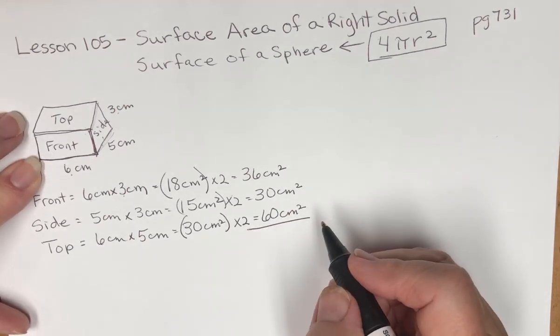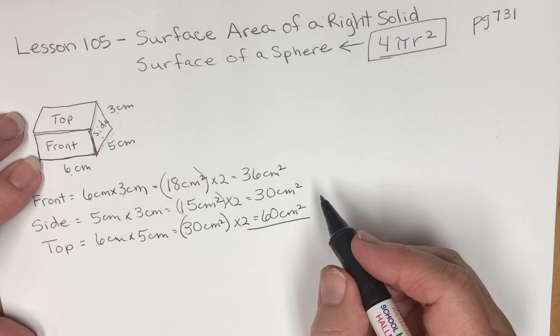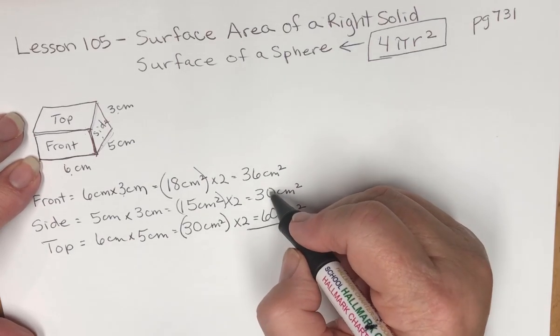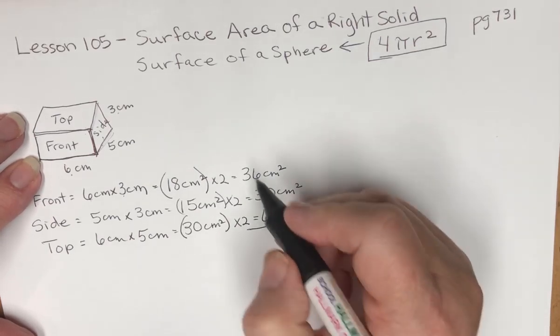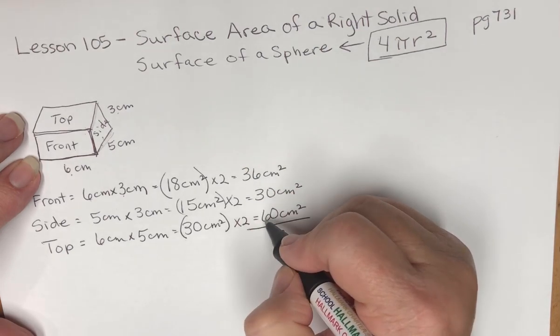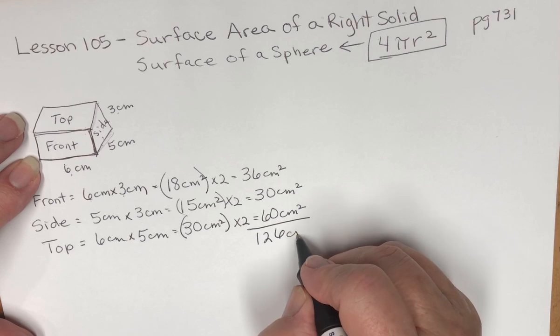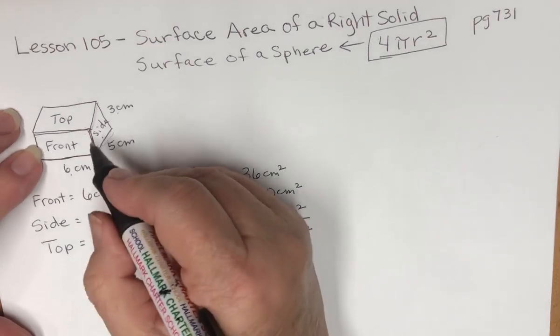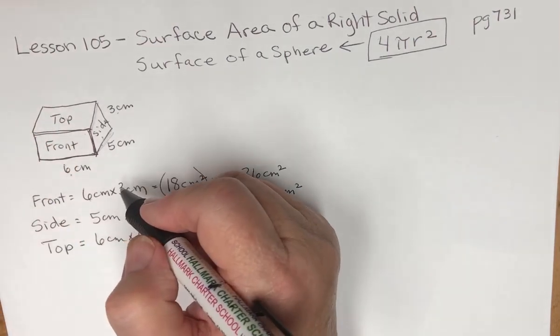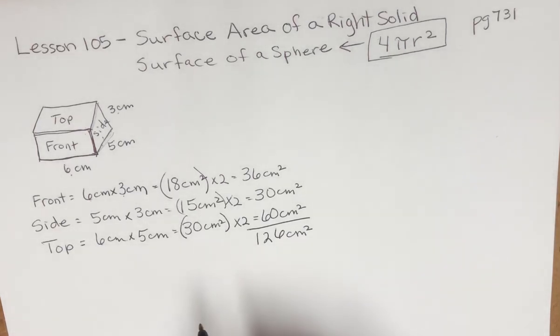Now to find the surface area of all of them, I'm going to add them up. 36 plus 30 plus 60 gives me 126 centimeters squared for the surface of the whole box. All right, not so tough, huh?